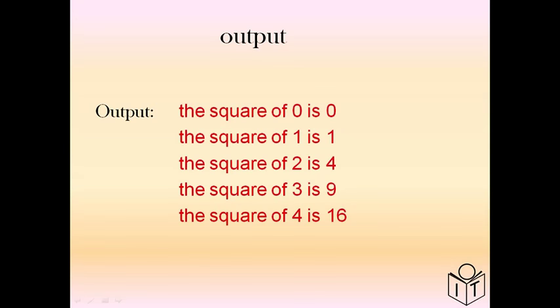Now we look at the output. We've got the square of 0 is 0, the square of 1, and the square of 2, the square of 3, and the square of 4 is 16. So we call the function 5 times with a different number passed to it.